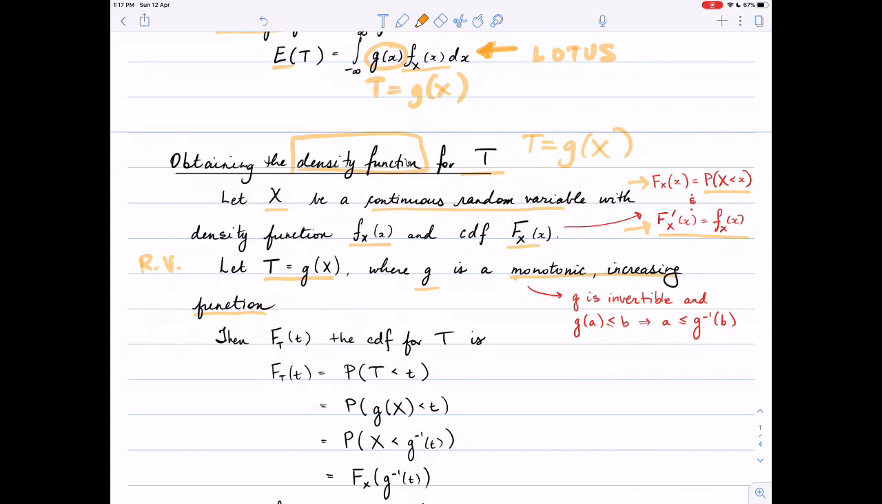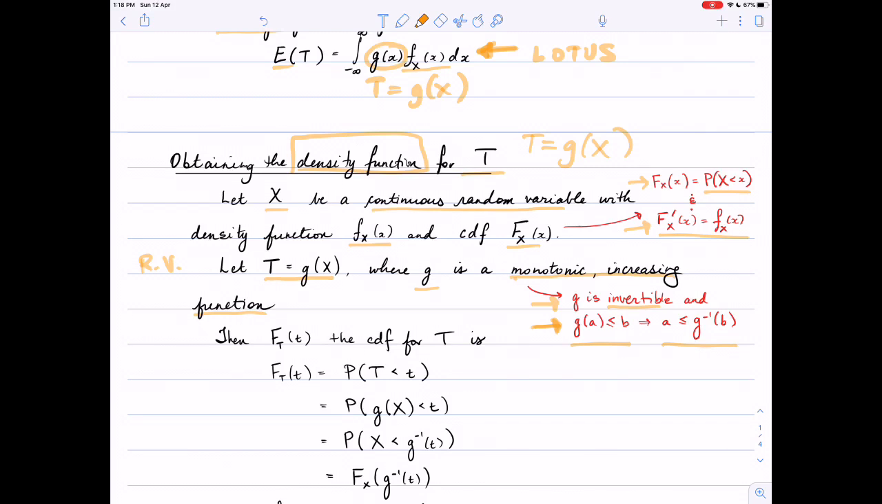That, in turn, ensures two other properties. It ensures that g is invertible, so that g inverse exists, and it ensures that g plays nicely with inequalities, so that if g of a is less than or equal to b, then I can take the inverse on both sides and maintain the inequality, so that a is less than or equal to g inverse of b. So this is our setup, with the conditions that ensure this information in red.